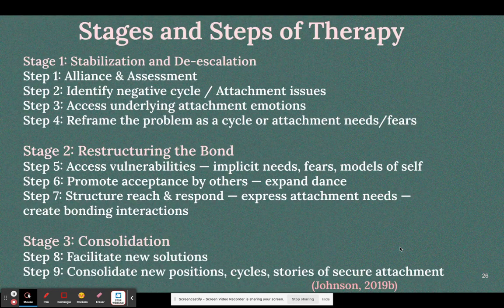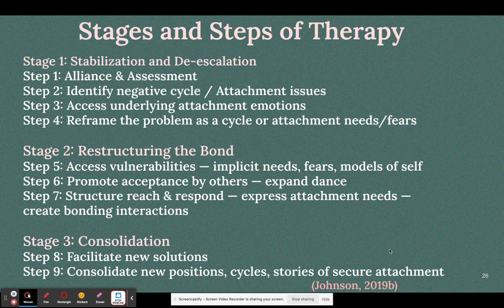And here are the stages and the steps. They're divided into three stages. In step one, the goal is to stabilize and de-escalate. In other words, number one is to create an alliance between the therapist and the client, identify the negative cycles, attachment issues. Step three, access underlying attachment emotions. Step four, reframing the problem as a cycle or attachment needs.